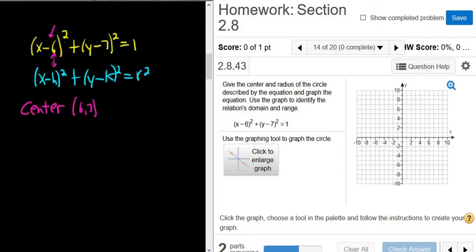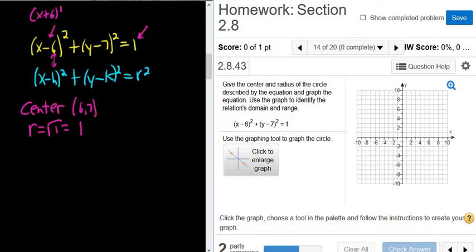Basically you can just switch the sign, right? If it's negative 6, it's positive 6. If it's negative 7, it's positive 7. So if it was like (x + 6)², you would get a negative 6. To find the radius, you just take the square root of this number. So r is the square root of 1, which is equal to 1.